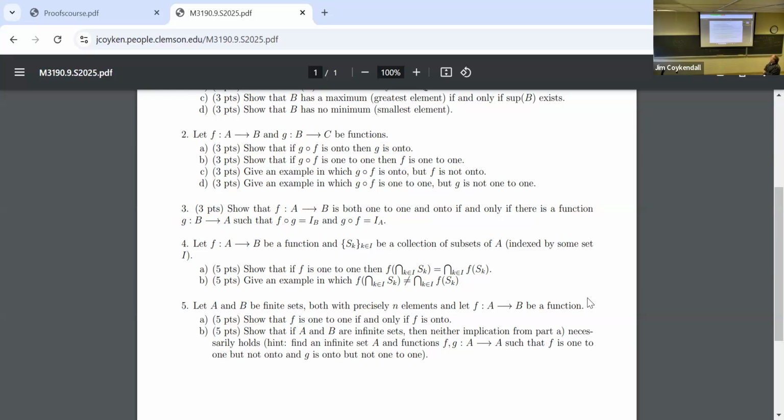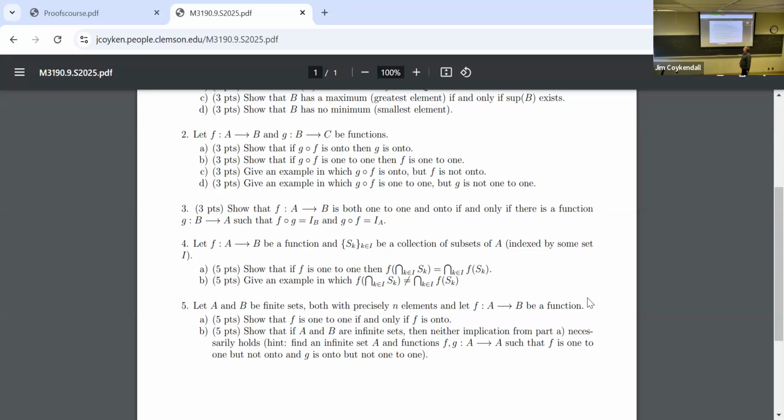Show that if A and B are finite sets with precisely n elements, and you have a function from A to B, then F is 1 to 1 if and only if F is onto. The fact that these two sets have the same number of elements is terribly important here, right? So if you have a set of 10 elements, if you say I've got a function from here to here that's 1 to 1, it's also onto. And if you say I've got a function from here to here that's onto, it also has to be 1 to 1.